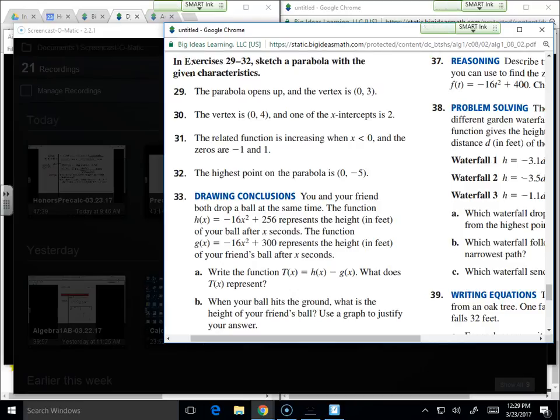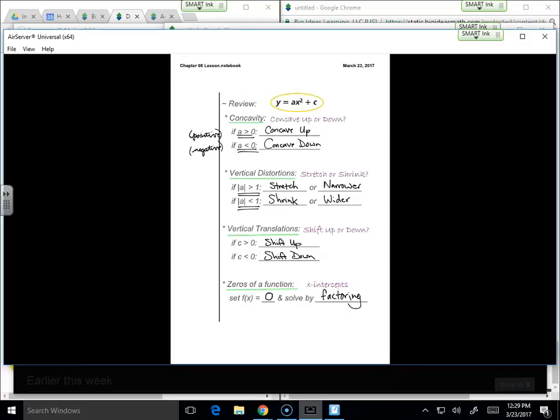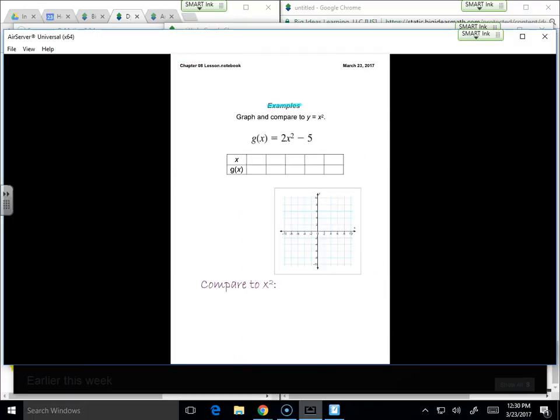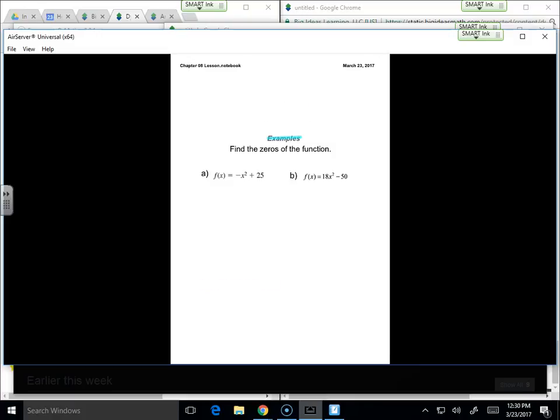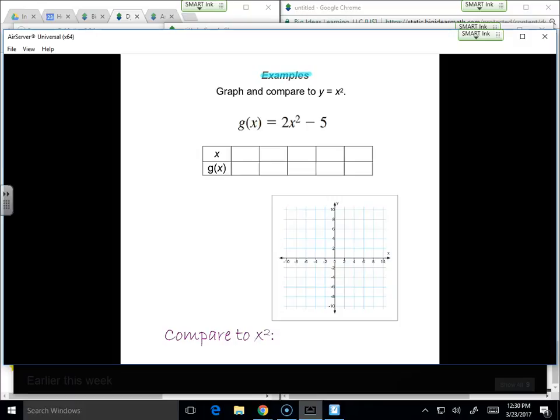All right, kiddos, I'm going to go ahead and collect homework from you at the end of class. I do want us to do one more example together before class is over. Let's do number 6. Which one seems scarier to you guys? Graph with a table or finding zeros? Okay, so this is our last example for today. Zeros is easier, as long as you remember how to factor.